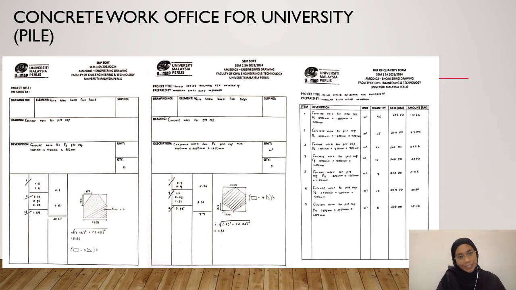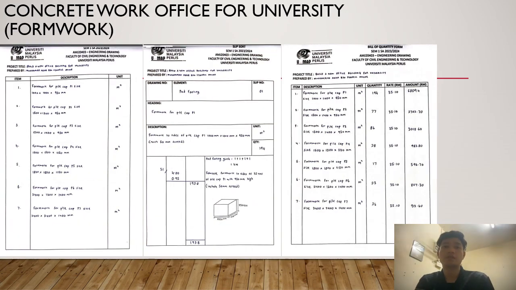Okay, next I will tell about formwork for a pile cap. Formwork is a temporary structure used in construction to shape and support concrete until it gains strength. It acts as a mold for elements like wall and slab, ensuring they meet design specification. After concrete cures, formwork is removed, playing a crucial role in construction efficiency and quality.